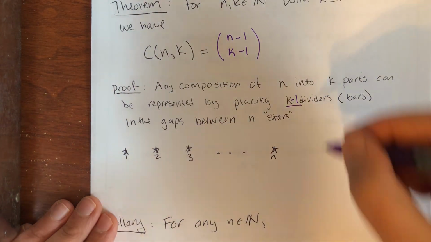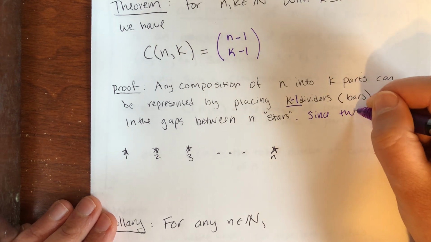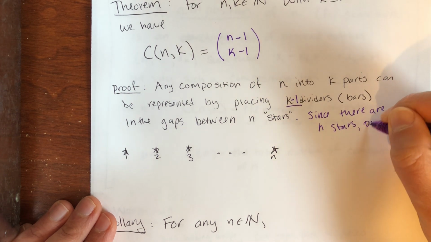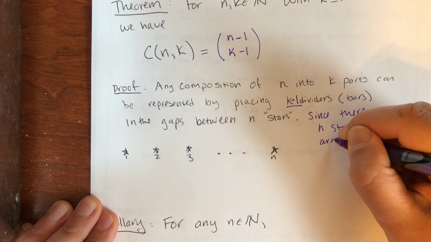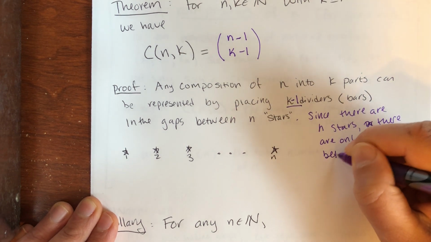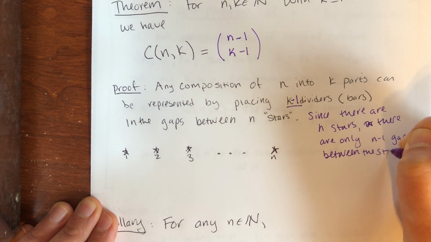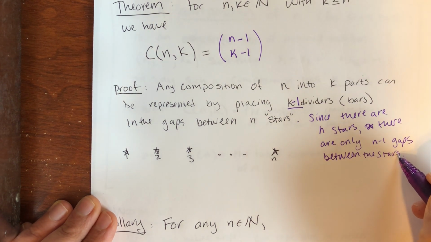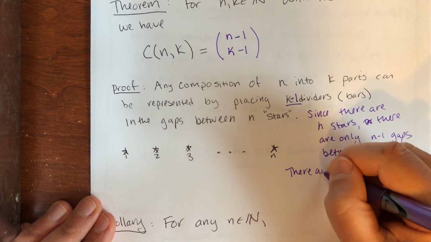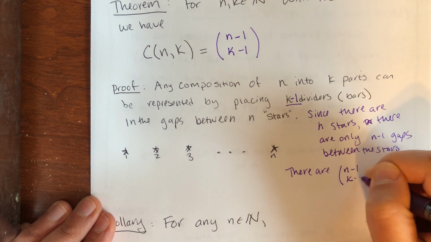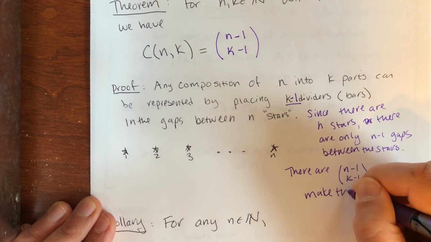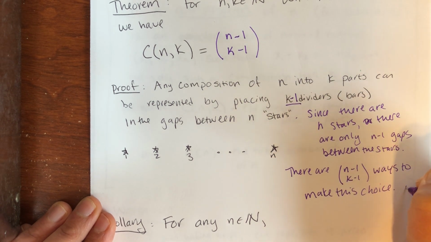How many gaps do you have? Well, since there are n stars, there are only n minus 1 gaps between the stars. So you have n minus 1 gaps to choose from. You need to choose k minus 1 of them. So there are n minus 1 choose k minus 1 ways to make this choice. And that's it for this proof. Simple enough.